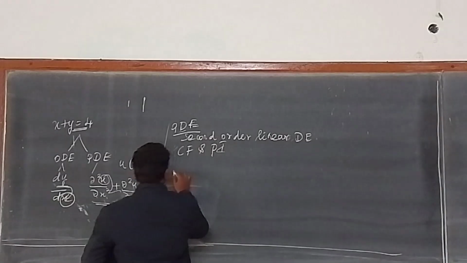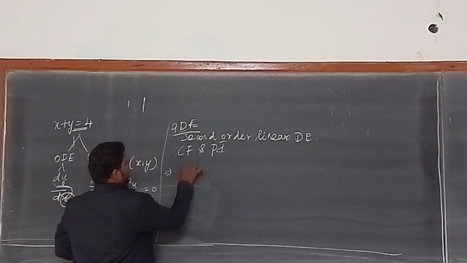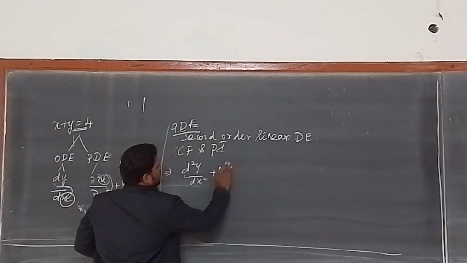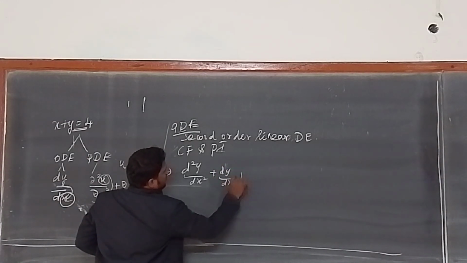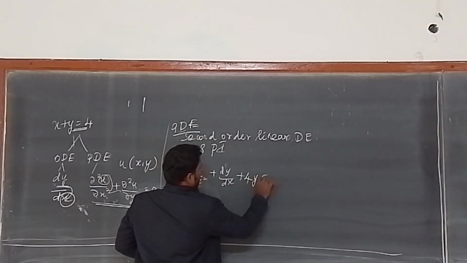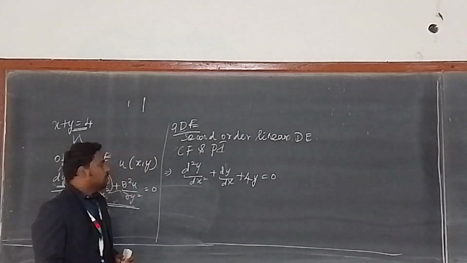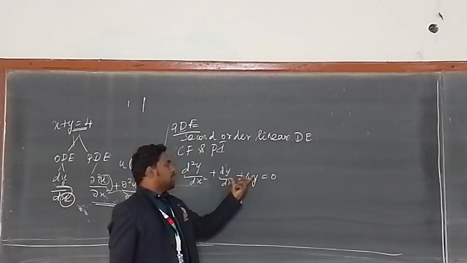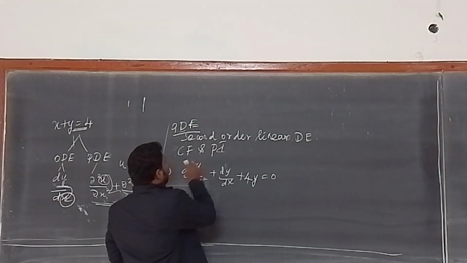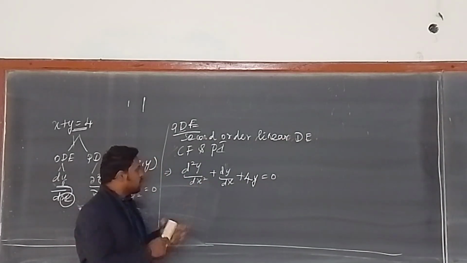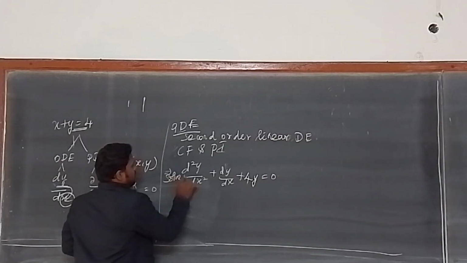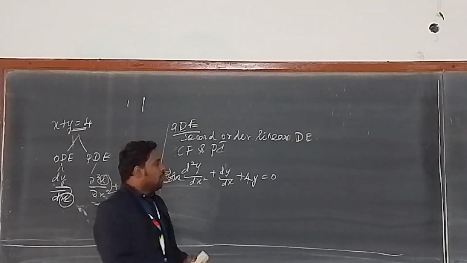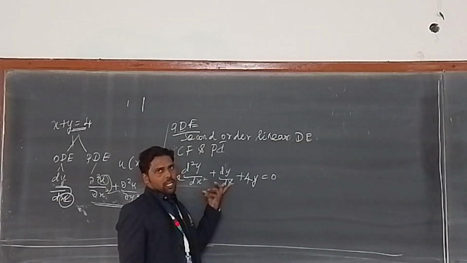First, the example. Here we have d²y/dx² plus dy/dx plus 4y is equal to 0. How do we find the solution? So given this equation, d²y/dx² plus dy/dx plus 4y is equal to 0, how do we find the solution of that equation?